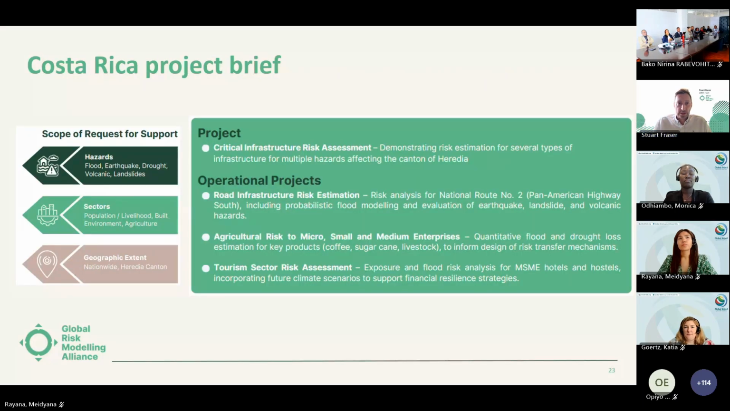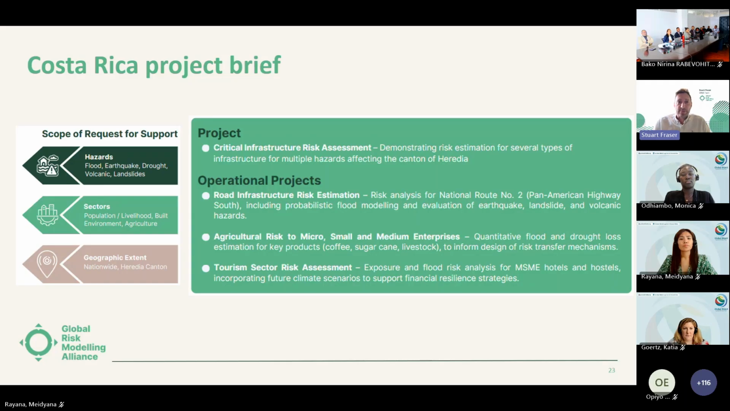So next slide, please. I'll just very quickly talk about Costa Rica, where we did a critical infrastructure risk assessment in one municipality, a risk assessment for a national road route. We assessed risk to small and medium hotels in the tourism sector, and we looked at flood and drought risk assessment for several key agricultural crops, coffee, sugarcane, and also livestock to inform risk transfer. So all of these projects were done in partnership with a technical working group of Costa Rican experts and relevant organizations. And the aim has been to do a risk assessment for a small portion of a sector or the country, and those organizations take on the capability to replicate that data curation or that risk assessment after the GRMA project.